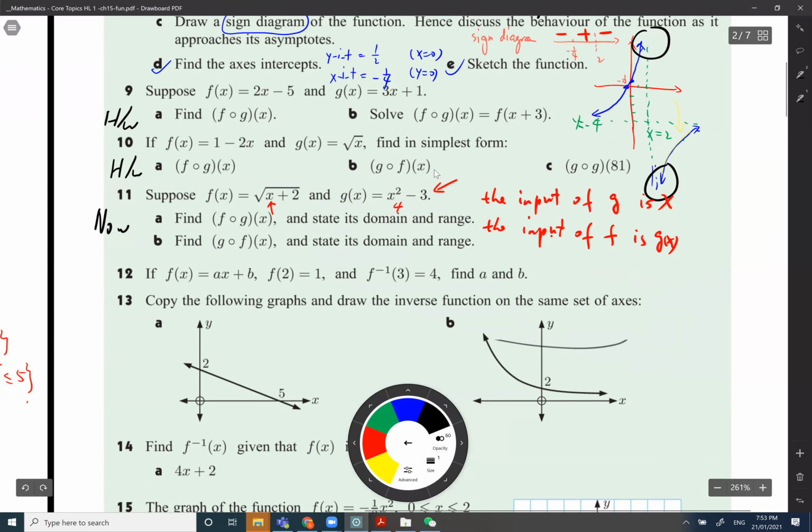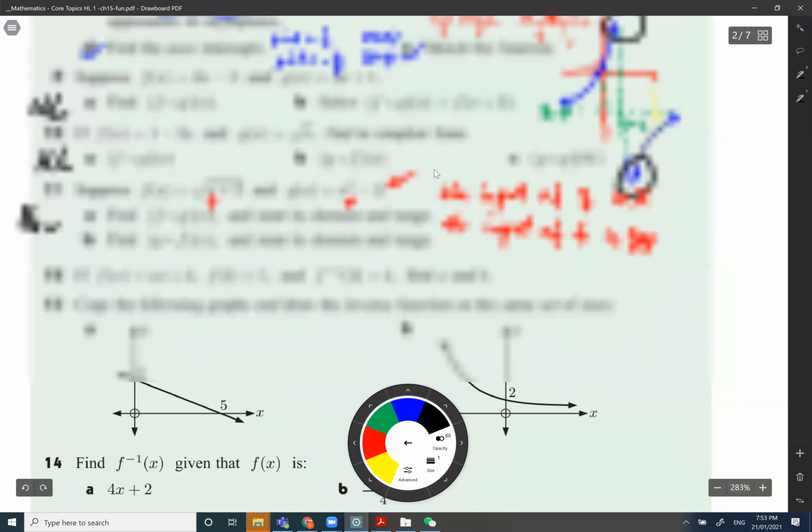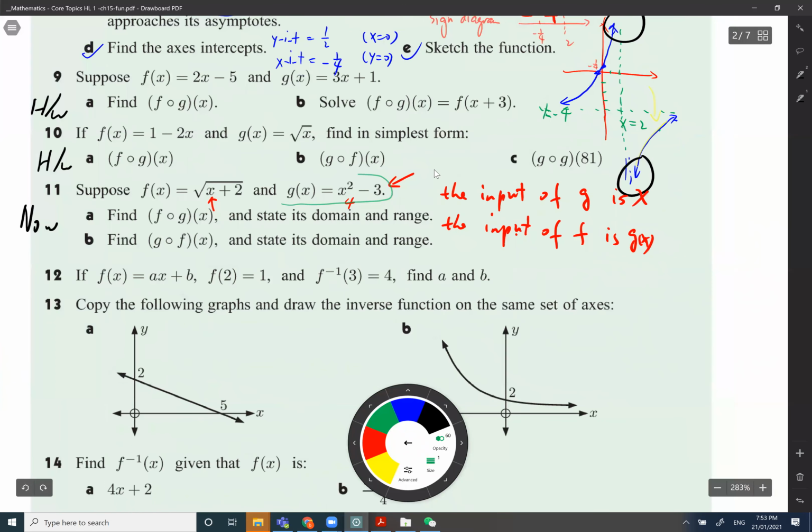Now, let's check the condition. Input of G here has no condition, any value. So x needs to be just a real number, no condition. What's the condition here, Isabella? x must be bigger than or equal to -2. So this input needs to be bigger than or equal to -2. But this input is G, so G must be bigger than or equal to -2.